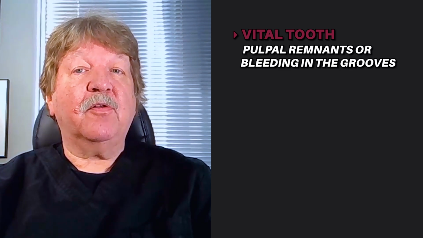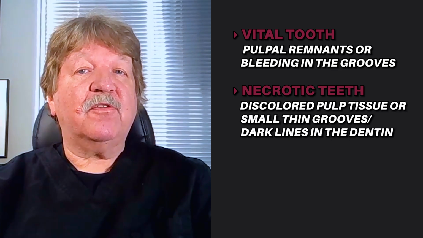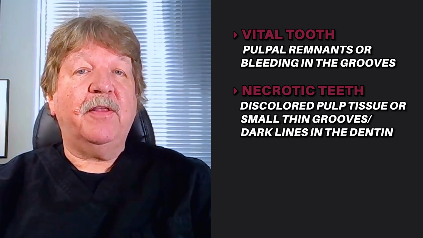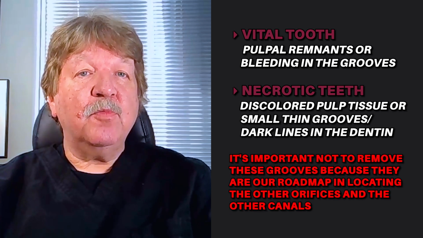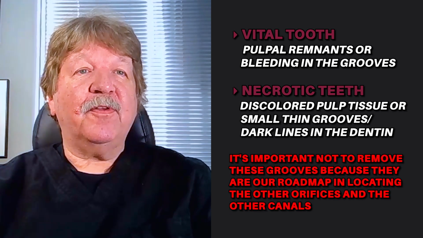In the case of a vital tooth, this is fairly easy because there may be pulpal remnants or bleeding in the grooves. In the case of a necrotic tooth, there may be some discolored pulp tissue or a small thin groove or dark line in the dentin. It's important not to remove these grooves because they are our roadmap in locating the other orifices and the other canals. Another significant aid in locating canal orifices is color.